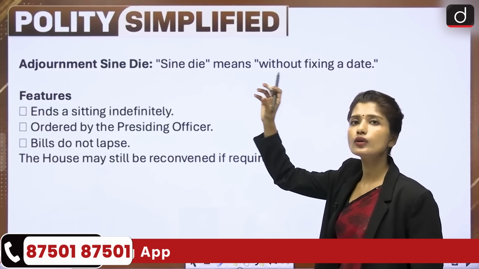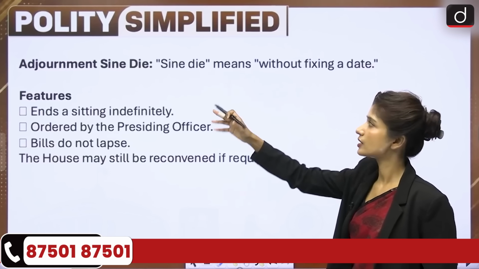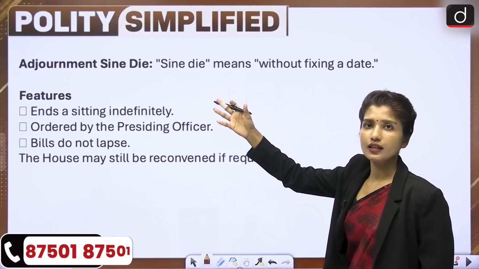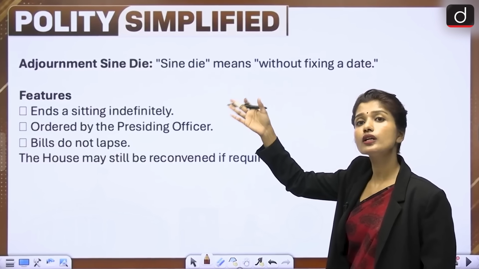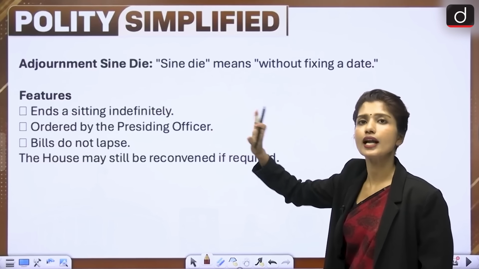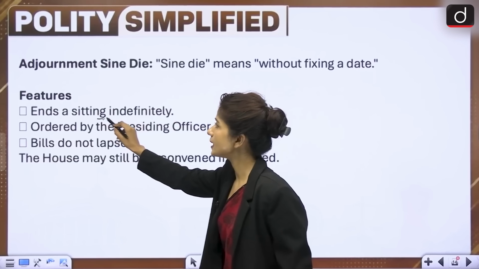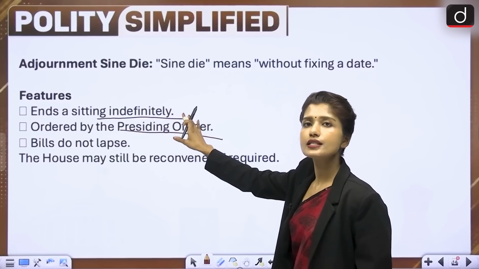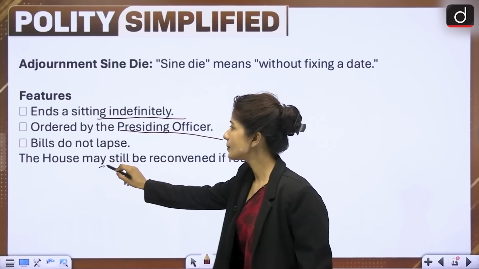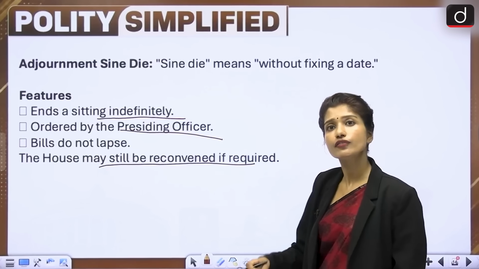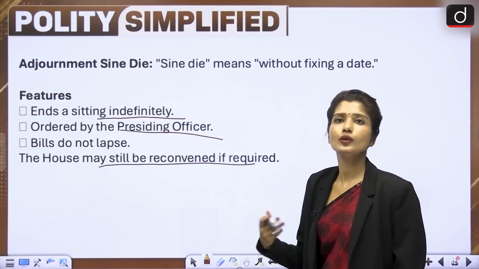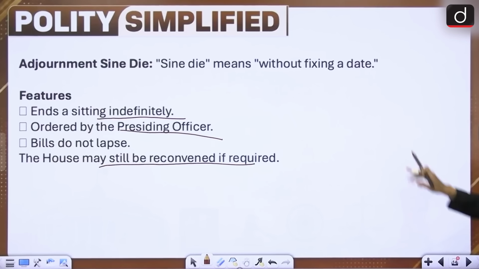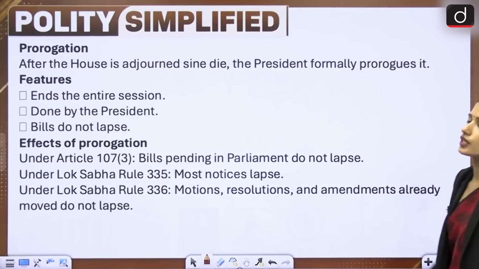Next is adjournment sine die. Sine die means without a date or time fixed. So here the sitting is adjourned indefinitely. It ends a sitting indefinitely. It could reconvene, it could not reconvene, there is no clarity. It is ordered by the presiding officer, and here also bills do not lapse. The house may still reconvene, but there is no clarity if or when it will reconvene. Because of this, after this prorogation can happen.